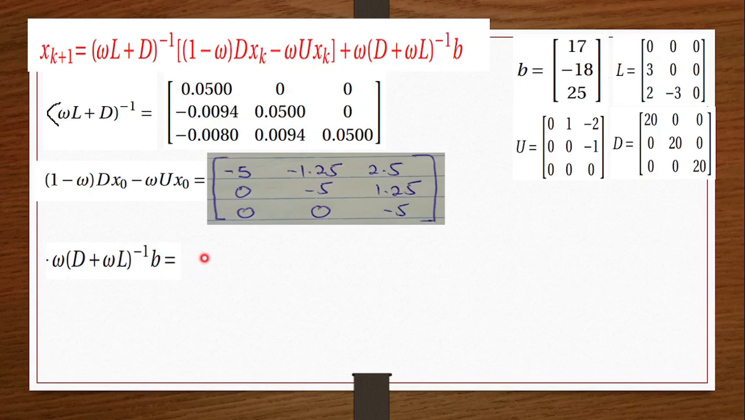So again, we are going to go to our calculator to find the values here. But before we go to our calculator, be reminded that we have already solved for D plus omega L inverse at the top here. So we're going to take this as one matrix and then take the b here as another matrix. So we will take this matrix and then multiply it by b and then the omega to find the value for this one. So let's get back to our calculator.